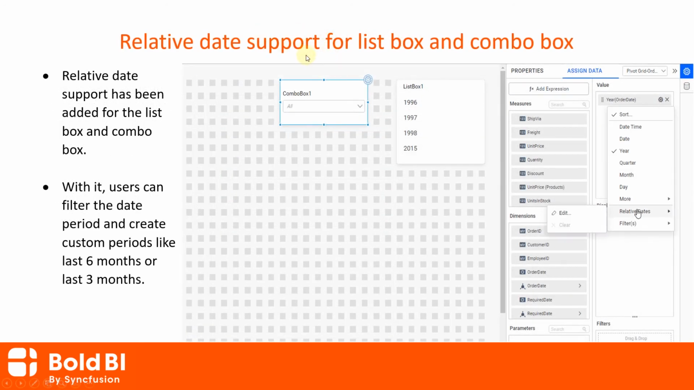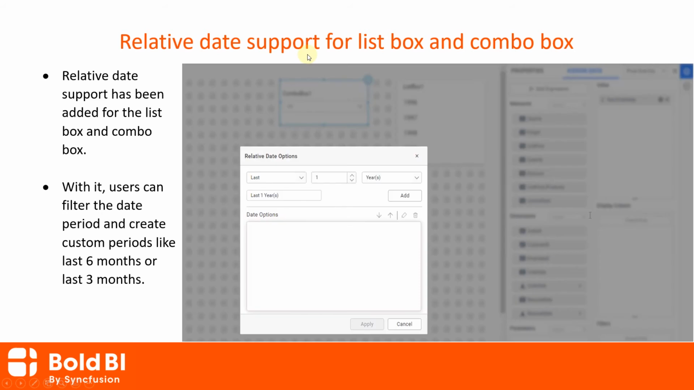Another major enhancement in widgets is relative date support for the list box and combo box. Using this, users can filter the date period and create custom periods like last 6 months or last 3 months.